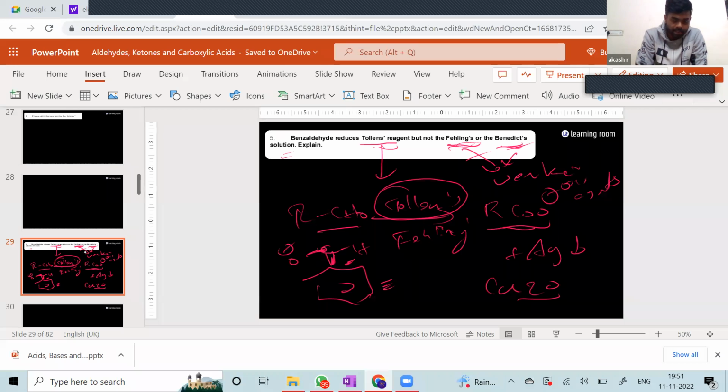This is how you must write the answer. Tollens' reagent is a little stronger oxidizing agent compared to Fehling's or Benedict's, and that's the reason why it is able to oxidize benzaldehyde, whereas your Benedict's or Fehling's is not able to oxidize your benzaldehyde.